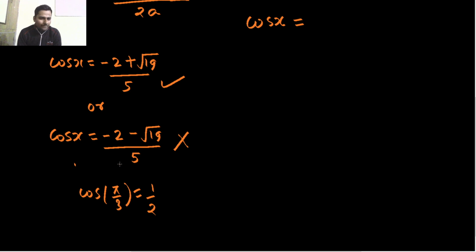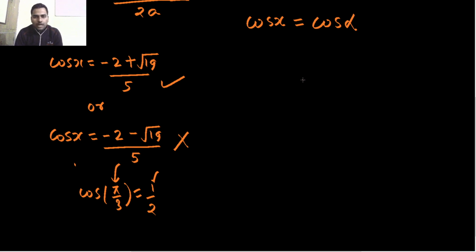So for pi by 3 you are getting half. Similarly, there must be some angle, let's say alpha, for which we are getting this value as an output. We are putting alpha inside cos. Alpha is some angle, we don't know that because it is not looking good, and that is giving us this output. Okay, so let's suppose cos x equals cos alpha. So on putting alpha, you are getting cos alpha equals this.